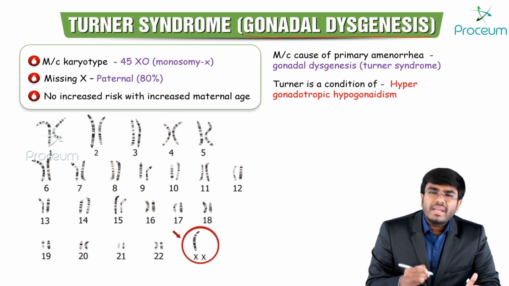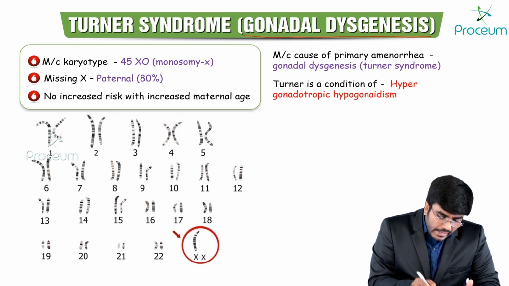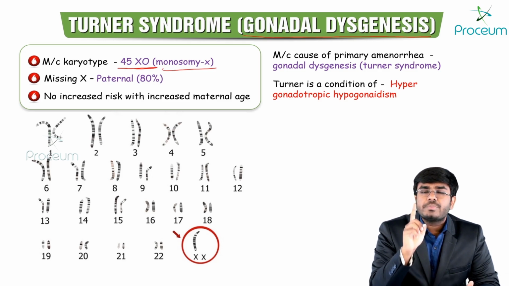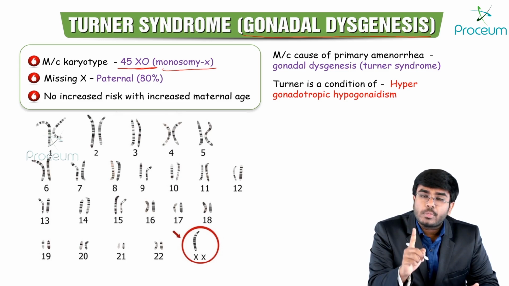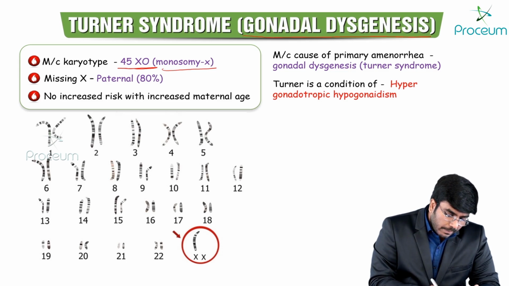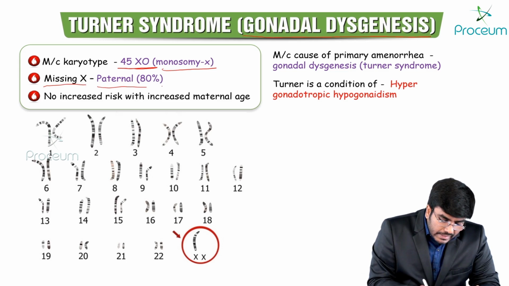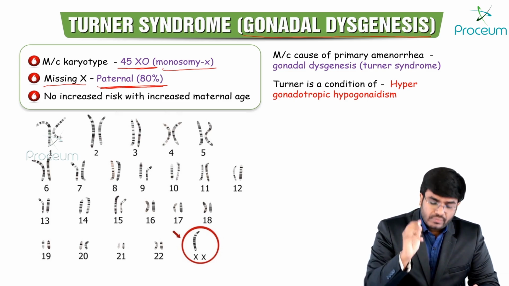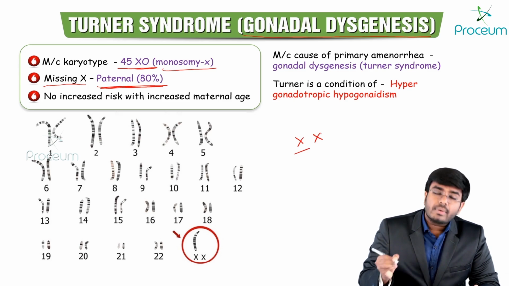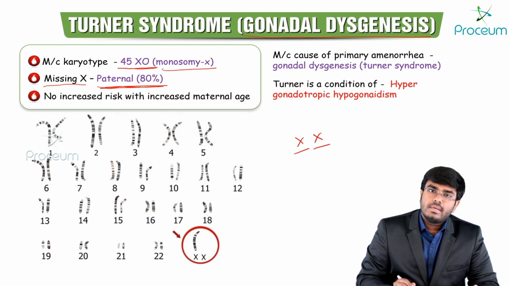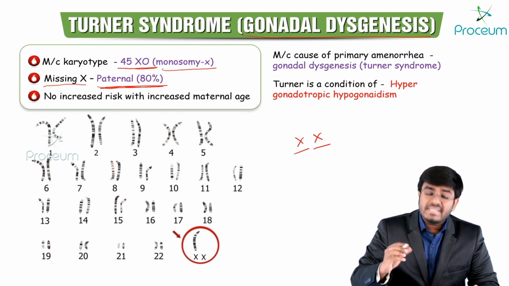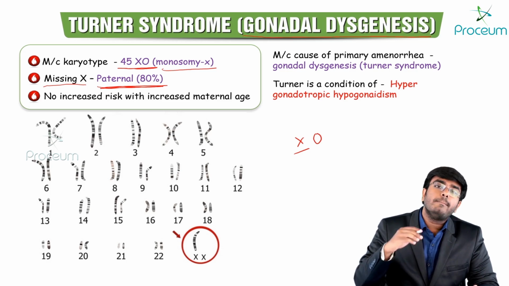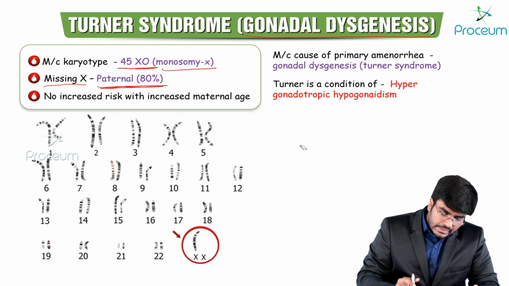Now, what's the most common karyotype of Turner, guys? The most common karyotype is 45XO. That is monosomy X, which means one X chromosome is missing. Okay, one X is lost. The missing X is mostly paternal in origin. See what actually should happen: if it is a female, XX, one X should be from the mother and one X should be from the father. What's happening here? The sperm is missing one X. The sperm is not carrying one X, so it became XO. So the missing X is mostly paternal in nature.